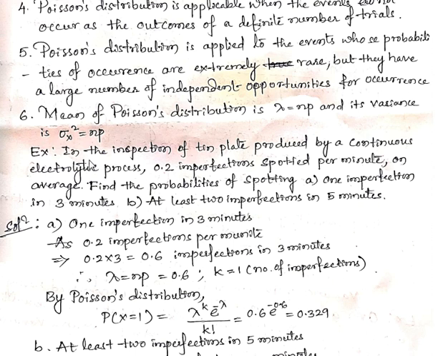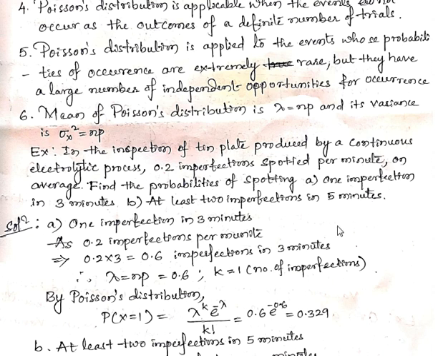We'll see that. So let's solve the first one, about 1 imperfection in 3 minutes. We are given an electrolytic process where 0.2 imperfections are spotted per minute. In 1 minute, 0.2 imperfection is there. Then on an average basis, we need to find the probability of spotting 1 imperfection in 3 minutes, and at least 2 imperfections in 5 minutes, and so on.